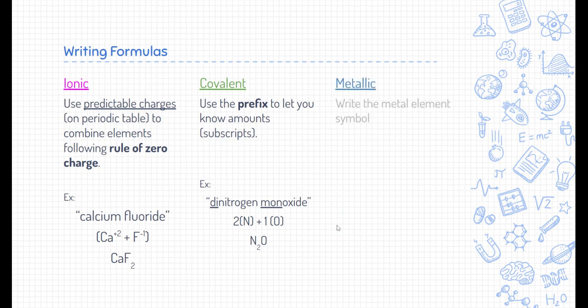All right, last is metallic. We just write the element symbol. It's no more complicated than that. So copper metal would just be Cu.